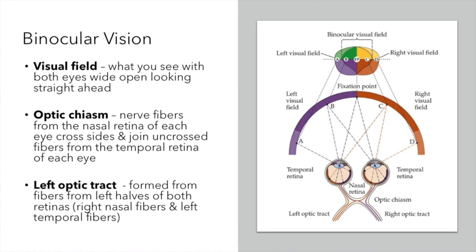And then the bottom of this picture shows the eyes and then how the retina reaches back into the optic nerve, which then branches into the optic tracts. So the nasal retinal fibers cross at the optic chiasm, and this is what gives us binocular vision. And then the optic tracts are the combination of retinal and nasal fibers. So the left optic tract is formed from fibers from the left halves of both retinas, which would be the right nasal fibers and the left temporal fibers.